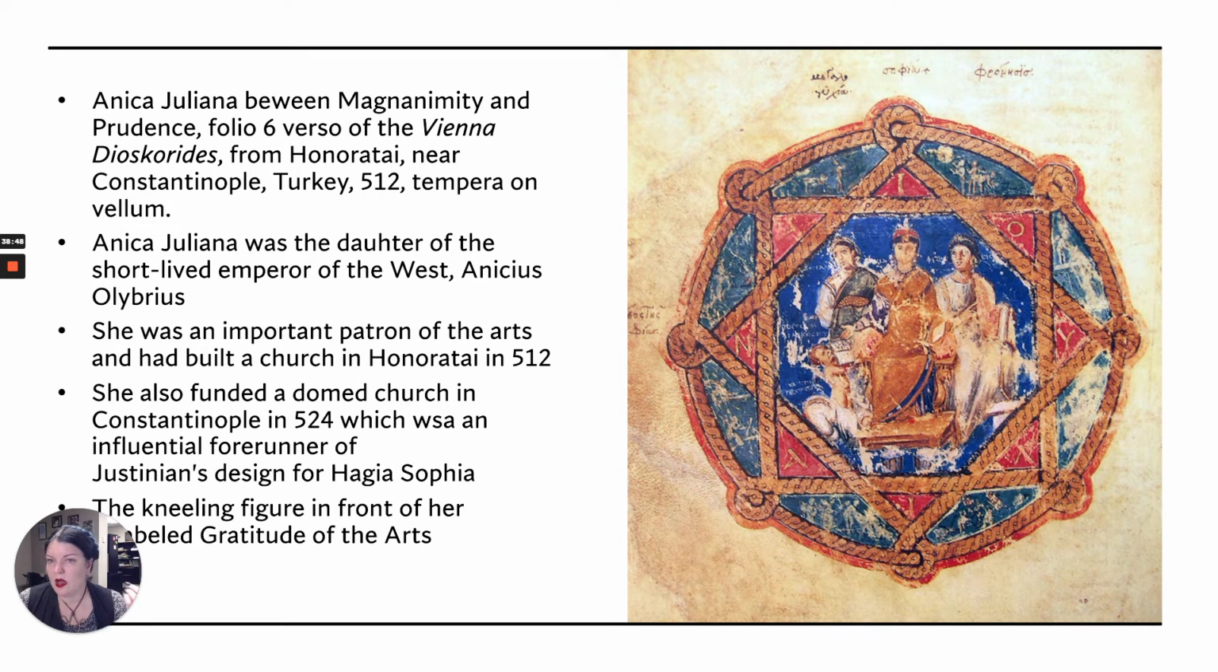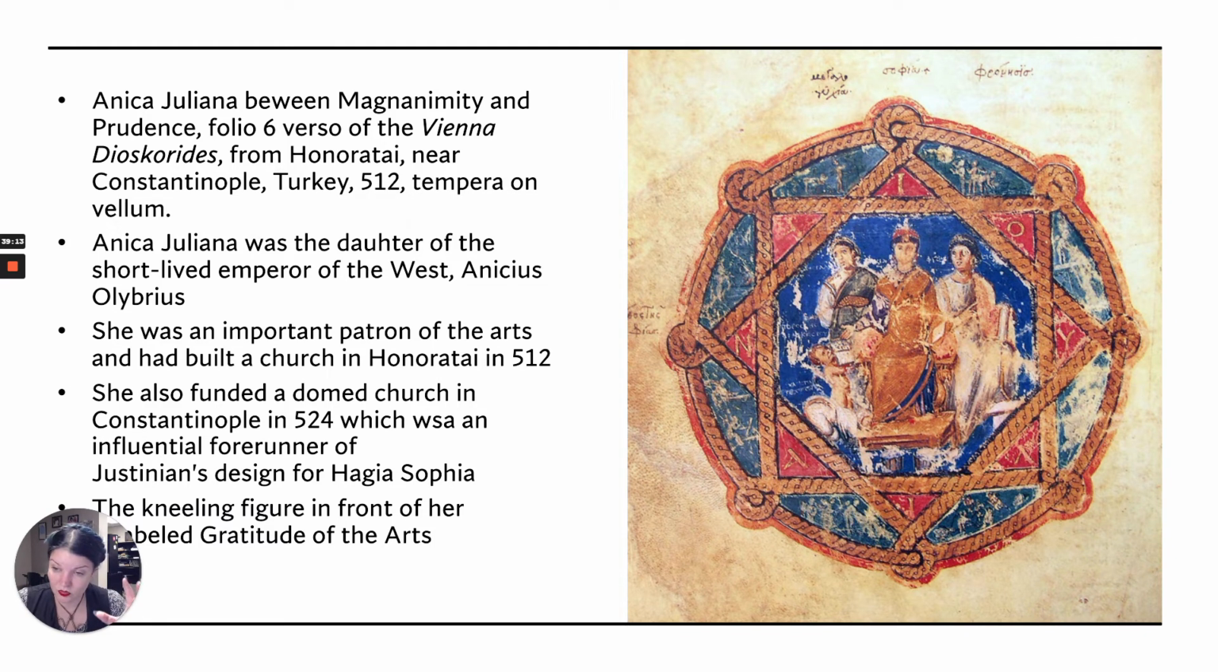So she's the daughter of an emperor, Anicius Olybrius, who doesn't stay in power. He's an emperor in the West. He doesn't stay in power very long, but she's quite rich. She's the daughter of an emperor, and she uses her money to fund lots of arts. So she's a great patron of the arts, and so this was given in appreciation to her.